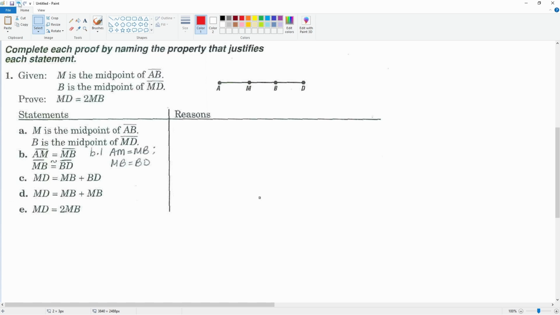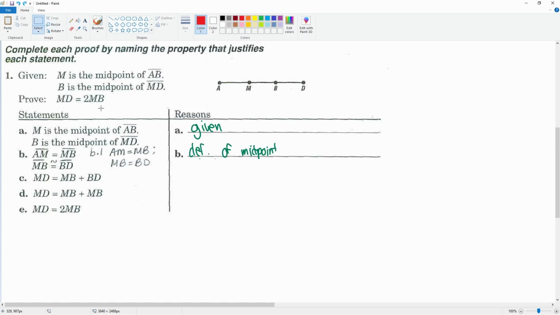The given is that M is the midpoint of AB and B is the midpoint of AD. Here, then they take it into the equation where we say line segment AM is equal to line segment MB, and likewise MB is congruent to MD. Okay, so those are the congruent parts. So that is just the definition of the midpoint.